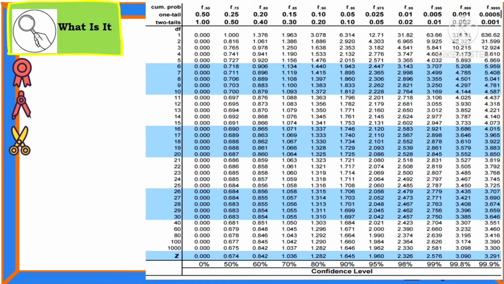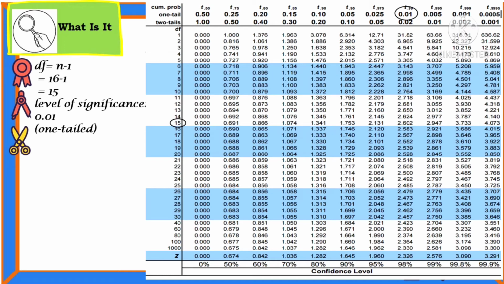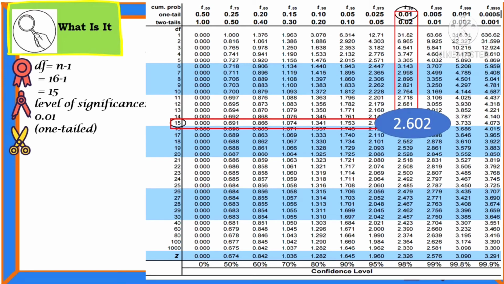Since we now have the degrees of freedom, 15, and the level of significance, 0.01, one-tailed, first locate 15 on the column of the degrees of freedom. Second, locate 0.01 on the row of one-tail. And their intersection would be the probability value, and that is 2.602.